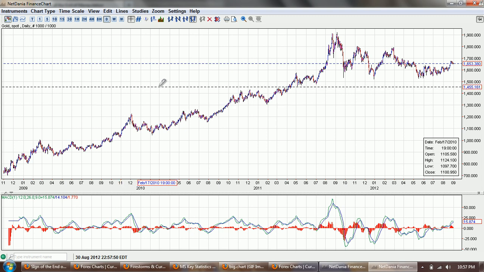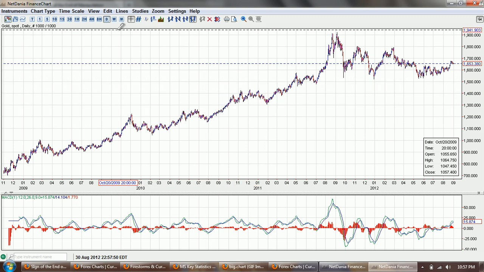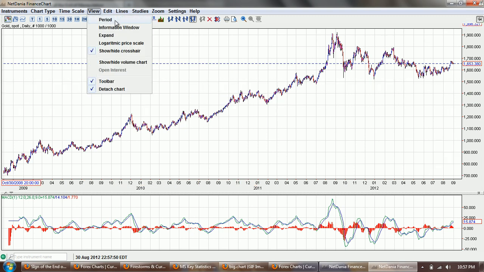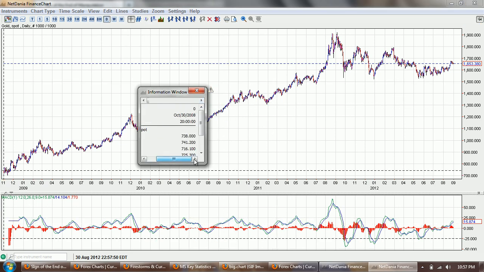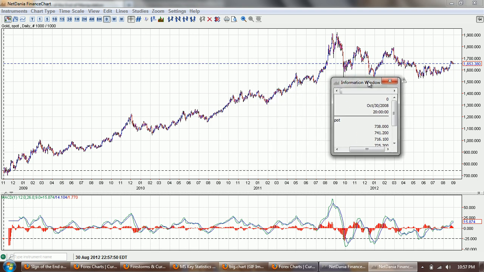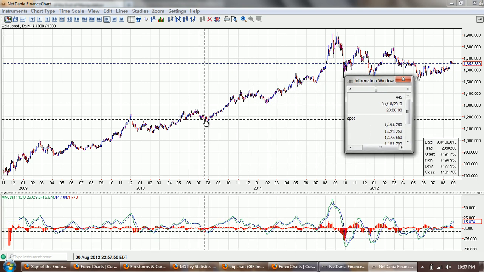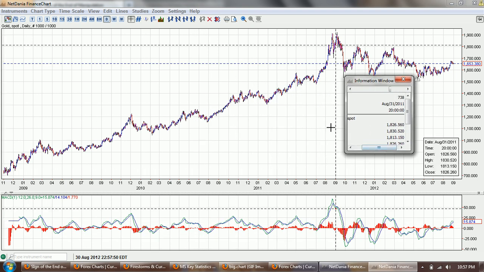And now you can see if we go in and examine, I think we want to do the information window. If we go in and examine the prices on gold, you can see that, let's expand this a little bit.